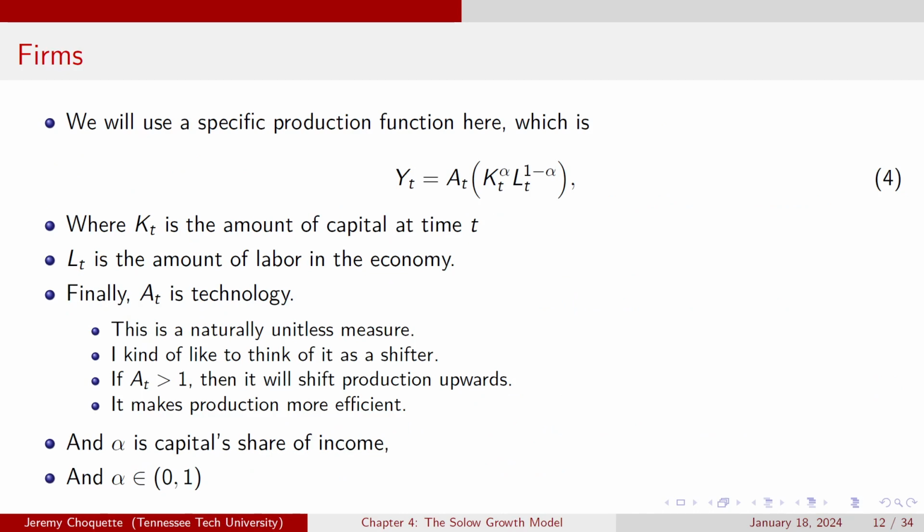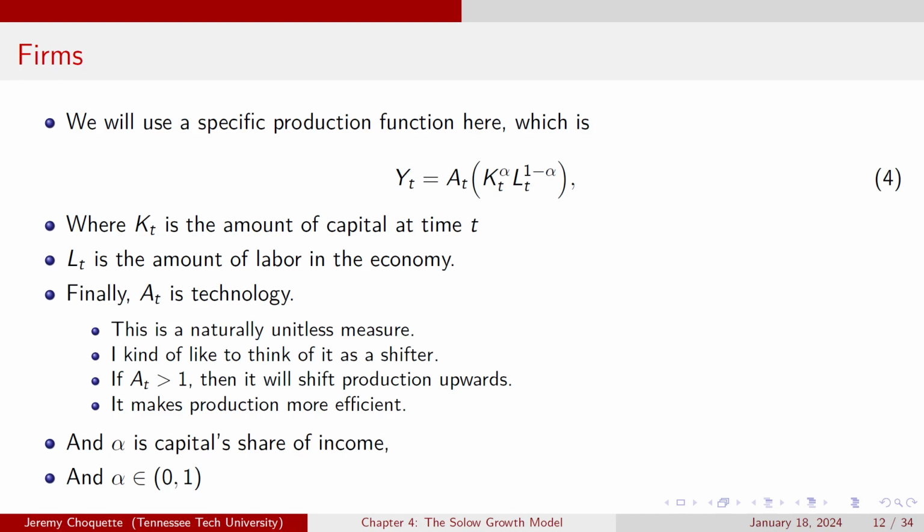So, we're going to use a specific production function here, which is a Cobb-Douglas specification. If you've taken intermediate micro, then you have seen a Cobb-Douglas function before. We have Y equals A times K to the alpha times L to the 1 minus alpha. So K, or K sub T, is the amount of capital at time T, and L sub T is the amount of labor in the economy at time T. Finally, A is technology. Now, A is a unitless measure, so it's not like I have A 0.5 units or what. No. It's a unitless measure.